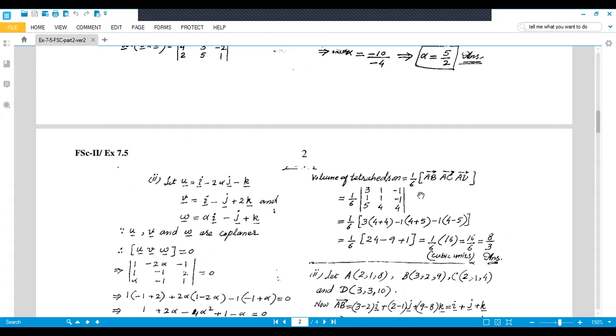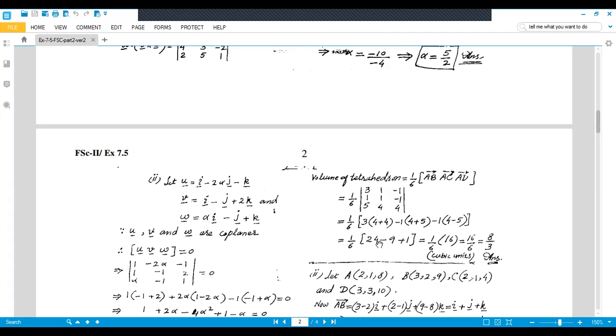Volume of a tetrahedron, I told you, is 1 over 6 of AB, AC and AD scalar triple product. So you have to write the vector AB and then vector AC, which you already found, and then AD. And then you take the determinant of this. So 3, 1 into 4, 4, minus 4 into minus 1 plus 4, minus 1, 4, 1 into 4, 4, minus 5 into minus 1 plus 5, minus 1, then 4 into 1 and minus 5 into 1 minus 5. So it is 4 plus 4, 8, 8 3s are 24, 4 plus 5, 9, 9 1s are minus 9, 4 minus 5 is minus 1, minus 1 into minus 1 plus 1.